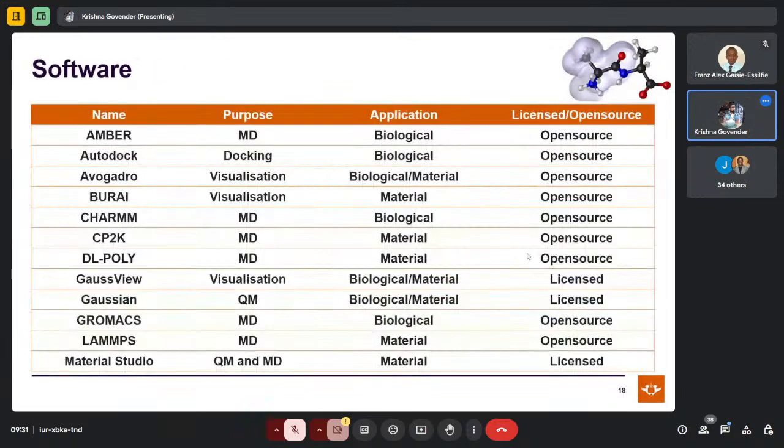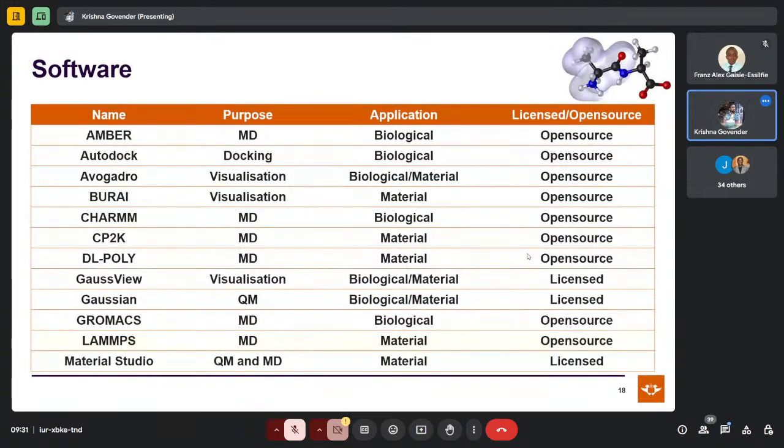Right, so now we've done the methods. Now, what about the software? So, yes, there's lots and lots of different software packages out there. And I've not even listed all of them here. I've only listed a few, just because these are the ones that are primarily used by researchers that I know of in South Africa that make use of computational chemistry or materials modeling.